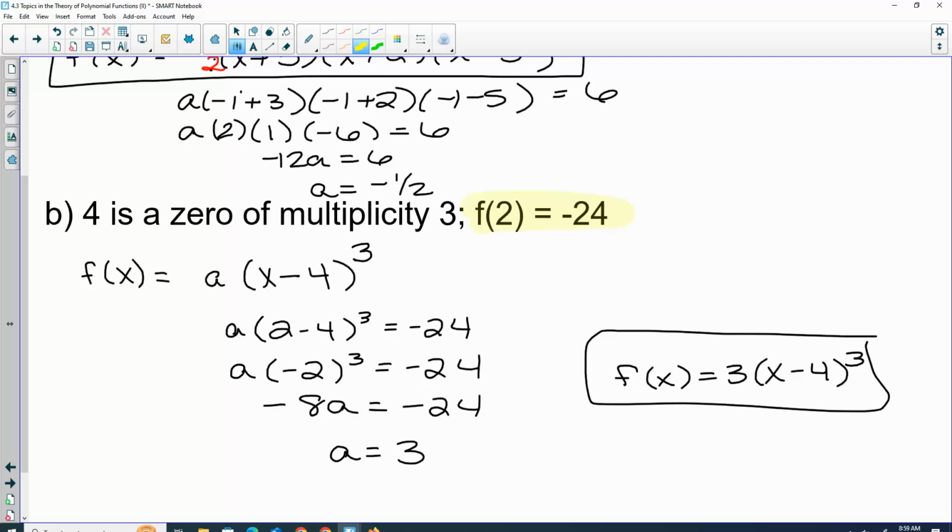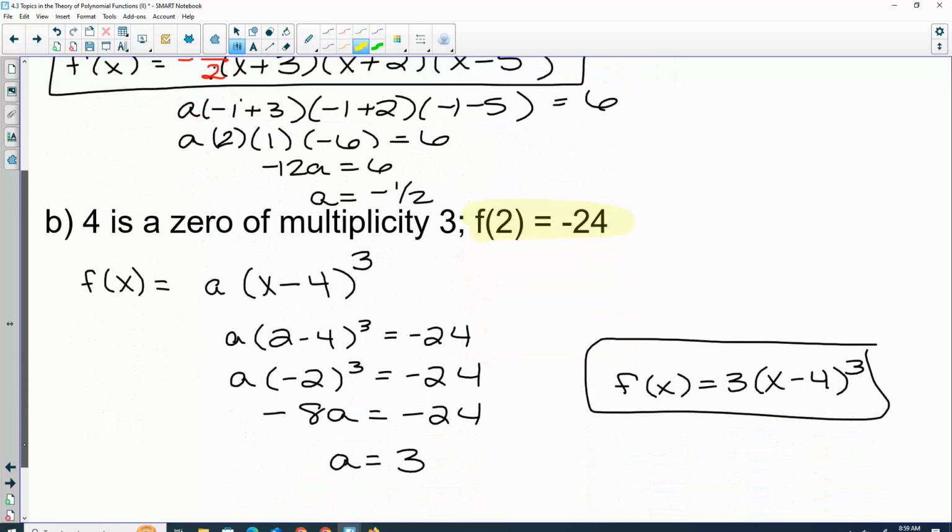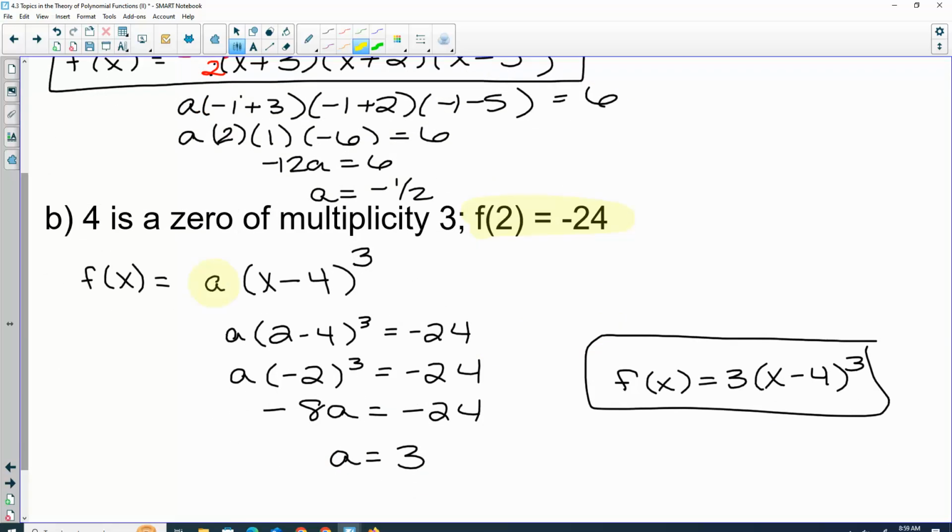We can't have any more x's because at the beginning I already told you the degree was 3, so there's only 3 x's. So the only other thing we could do is multiply it by a number. So we are finding out what number we have to multiply it by to make f of 2 equal negative 24. Other questions? Alright.